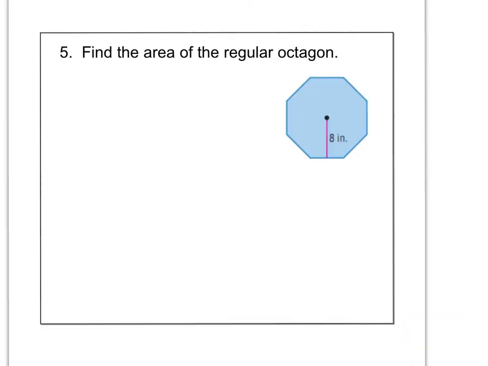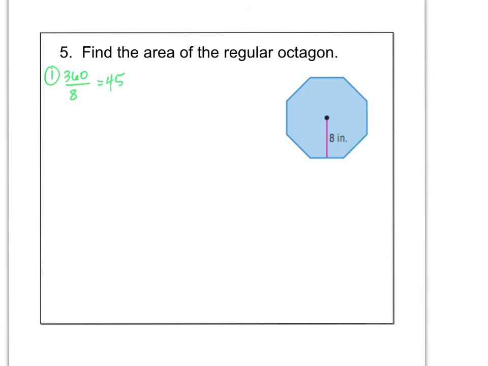Number 5. Find the area of a regular octagon. An octagon has 8 sides. So we're going to go through the 6-step process here. Step number 1 is you find a central angle. So you're going to take 360 and divide by the number of sides, which is 360 divided by 8 for an octagon. You get 45 degrees.